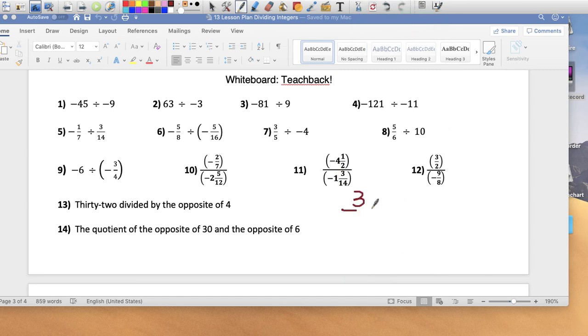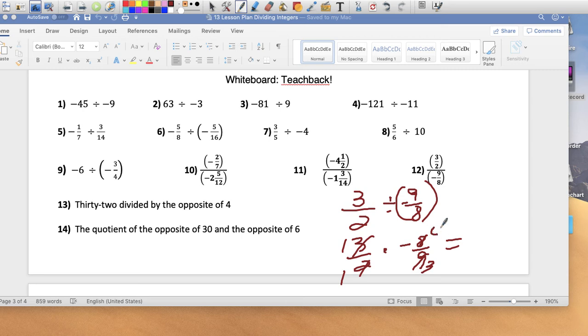Last one, 3 over 2 divided by negative 9 over 8. Oh, 3 over 2 times negative 8 over 9. Remember, we're multiplying by the reciprocal, multiply across, so we can simplify. This becomes a 1, a 3, a 1, and a 4. And 1 times negative 4 is negative 4, and 1 times 3 is 3. You get negative 4 over 3, or negative 1 and 1 third.